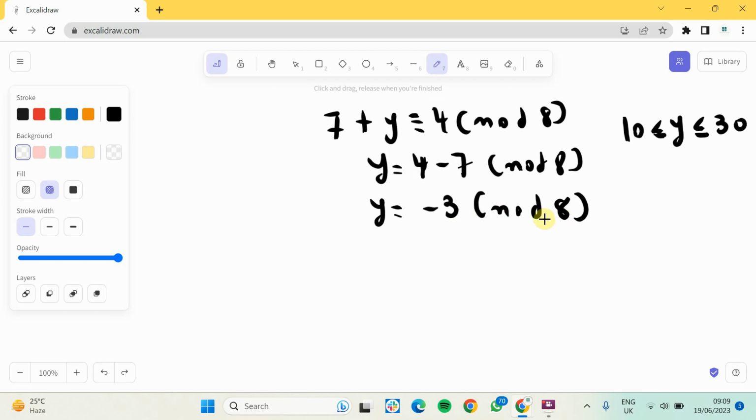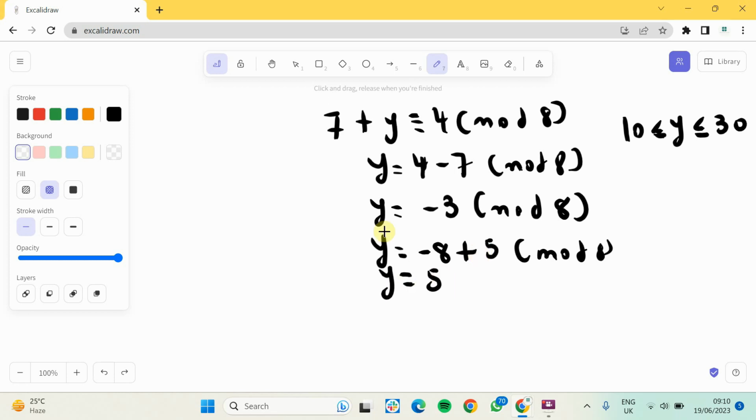So what is the multiple of 8 such that if I add something, I'll be able to get minus 3 back? I told you whenever you have a minus value, try to put it in a positive value. We can just do it very simply. We could say minus 8 plus 5, 5 mod 8. So y is equal to 5, which is the remainder part.